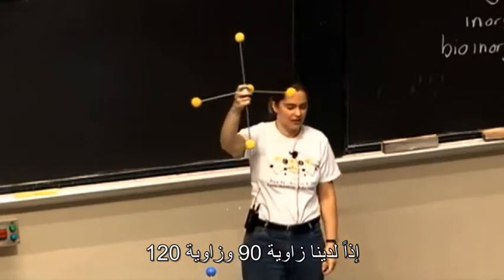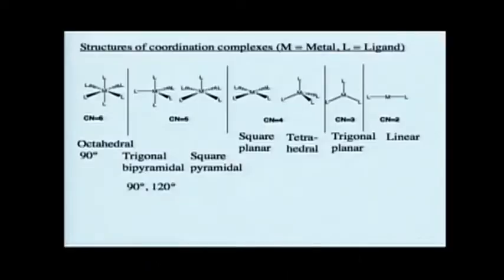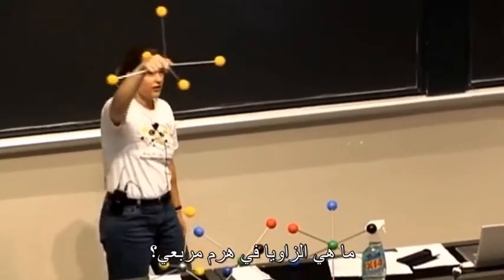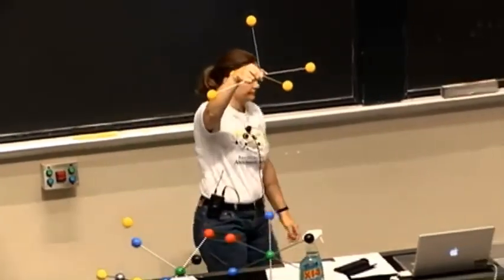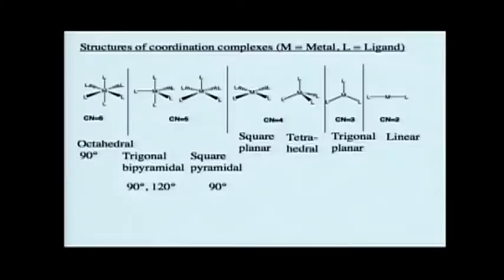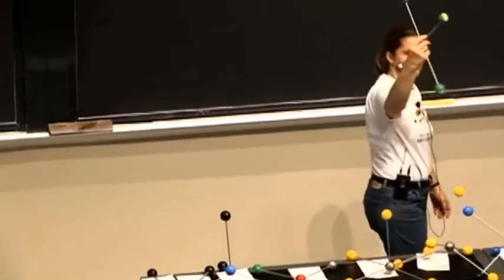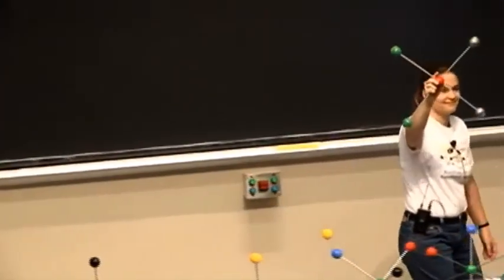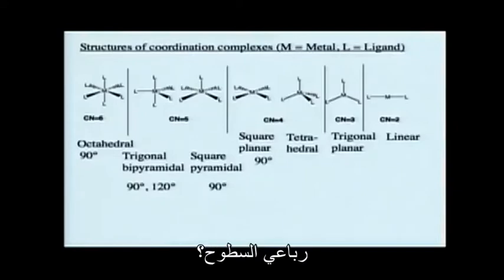So we have 90 and 120. What about in our square pyramidal system? What are the angles here? 90. What about square planar? 90. Tetrahedral?